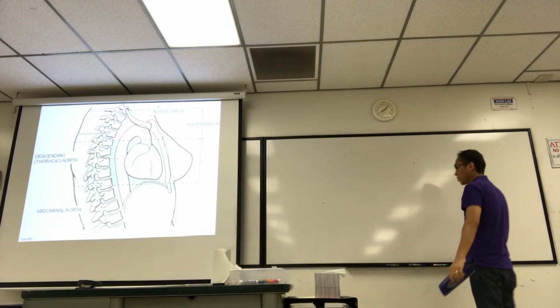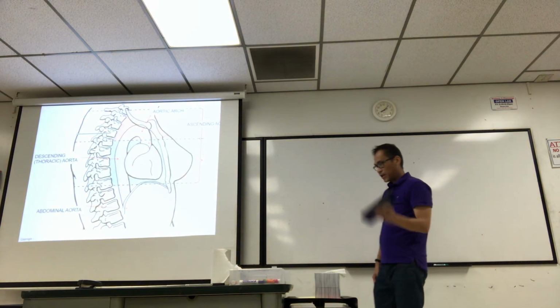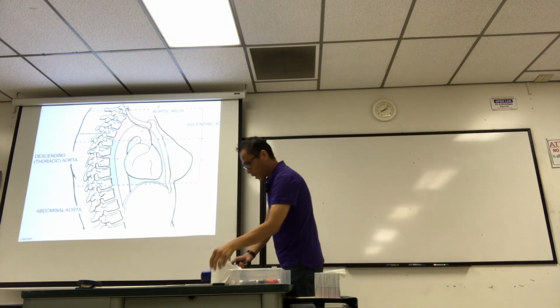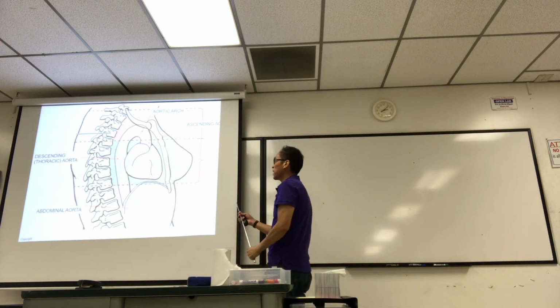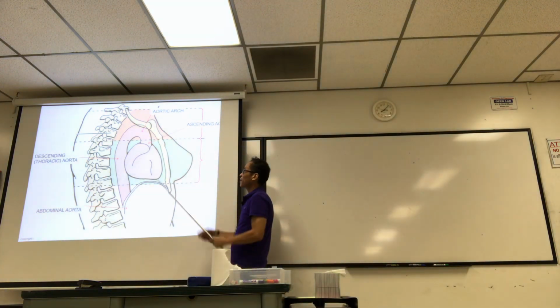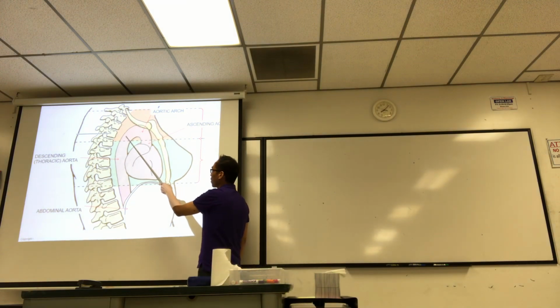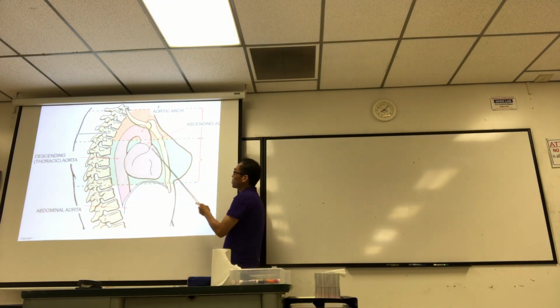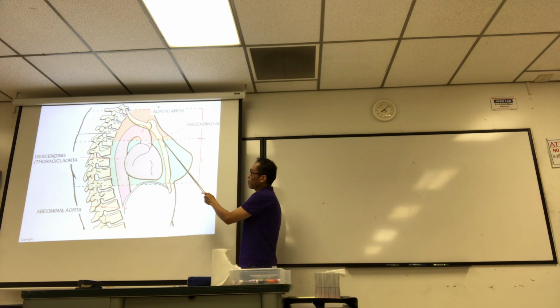So from this picture, we learn the artery doesn't change, just the name. Coming off the heart, it's the ascending aorta. And then it arches, so they call it the aortic arch. That is right behind the sternal angle.